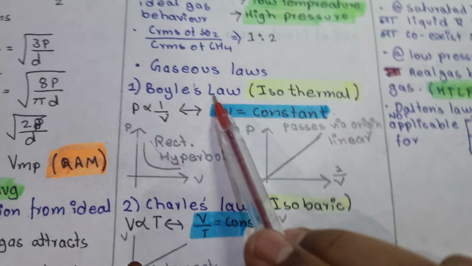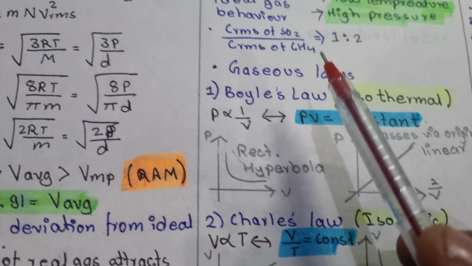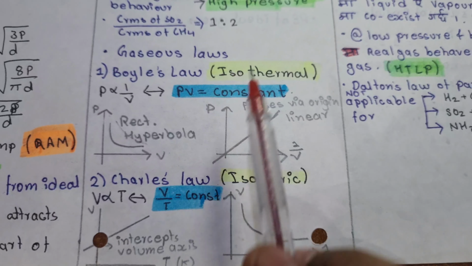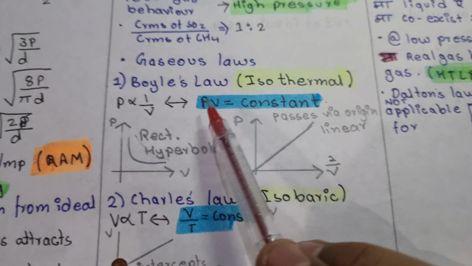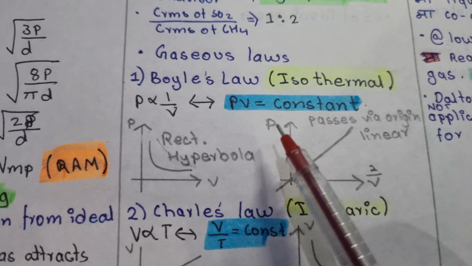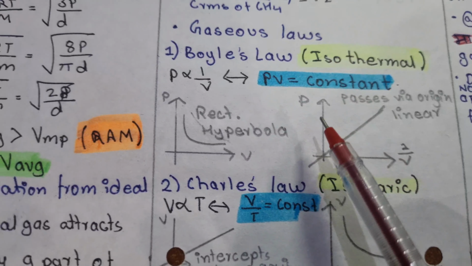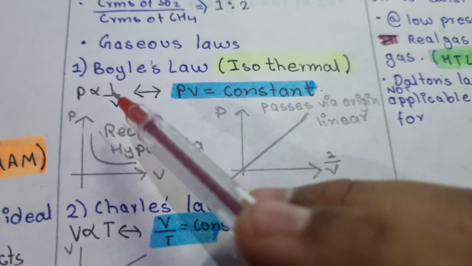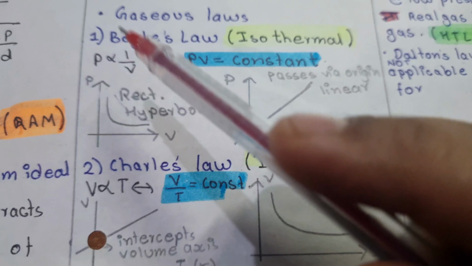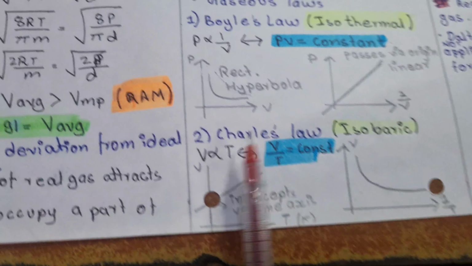First one is Boyle's law, which was discovered by Robert Boyle in 1662 AD. It is only applicable for isothermal condition, which equals PV equals constant. That is, at constant temperature, the volume of a given mass of gas is inversely proportional to the pressure, or you can simply remember as P is inversely proportional to volume, which gives us the graph of a rectangular hyperbola if we plot the graph. Now what is Charles' law?